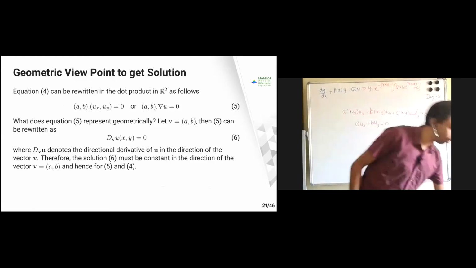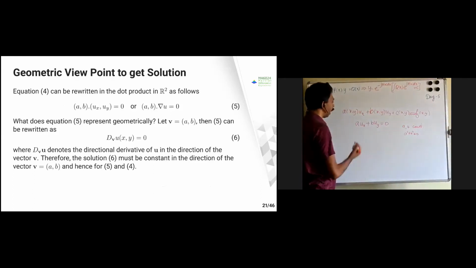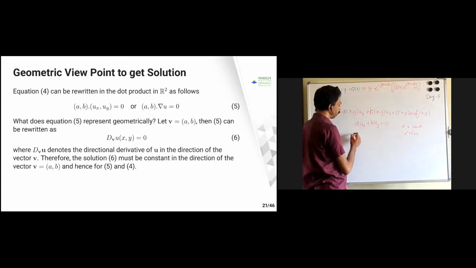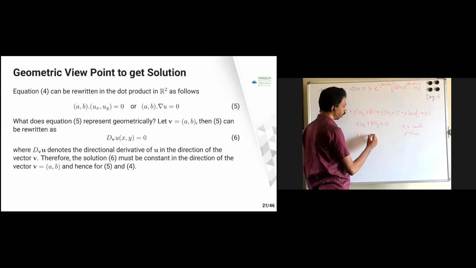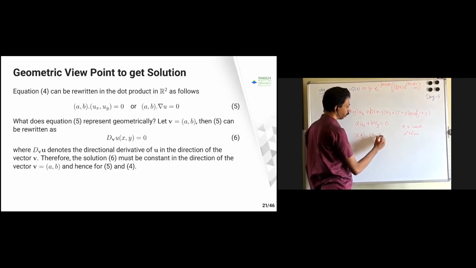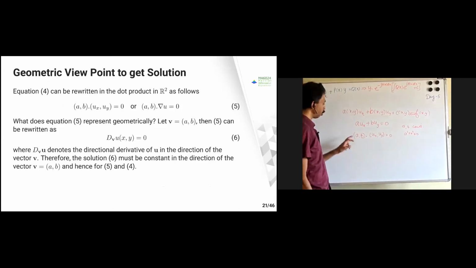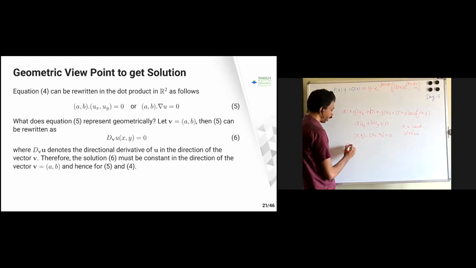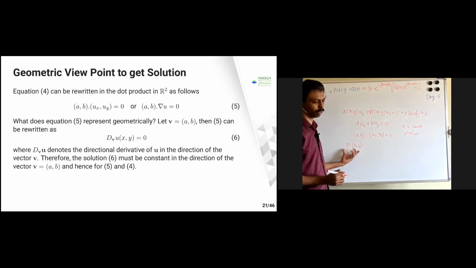Now what I can write is this equation in a simple way. I can write it in vector form: a comma b dot ux comma uy equal to 0. So this is a vector, and this is a vector. I'm just going to denote v is equal to a comma b. V is a vector.